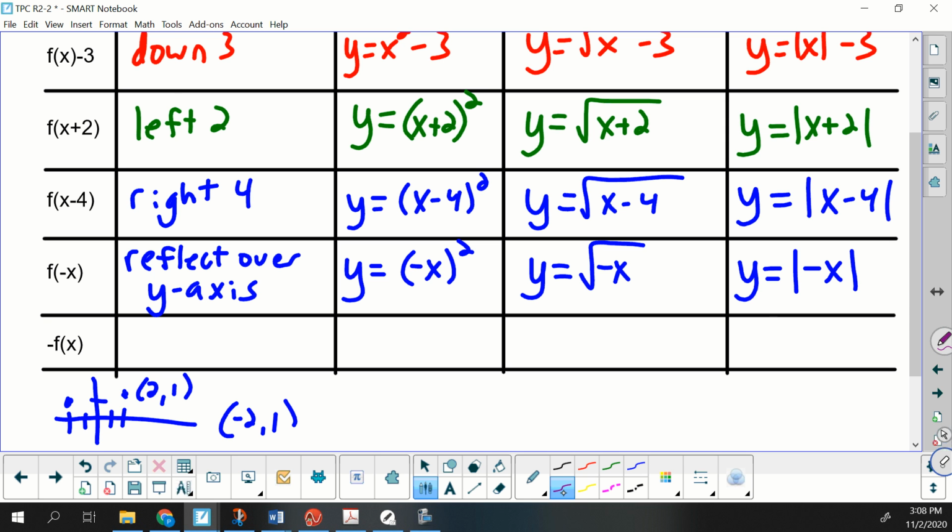Well, our last one done in the chart, we're negating f of x, which is like negating y. So if we had that 2, 1 again, and we negated the y, that would give us 2, negative 1. So we would be down here. Well, we went over the x-axis this time.